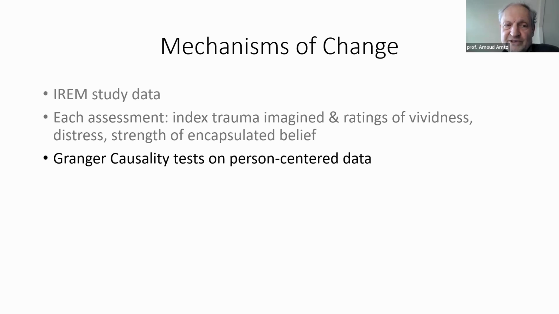And we used so-called Granger causality tests on person-centered data. That is a bit technical now. What I mean is that we start with every individual patient as the unit of research. We look at changes within the person, and we test whether a change in, for instance, the strength of the belief precedes changes in PTSD symptoms, or whether it goes the other way around, whether there's first change in symptoms and then followed by change in beliefs.